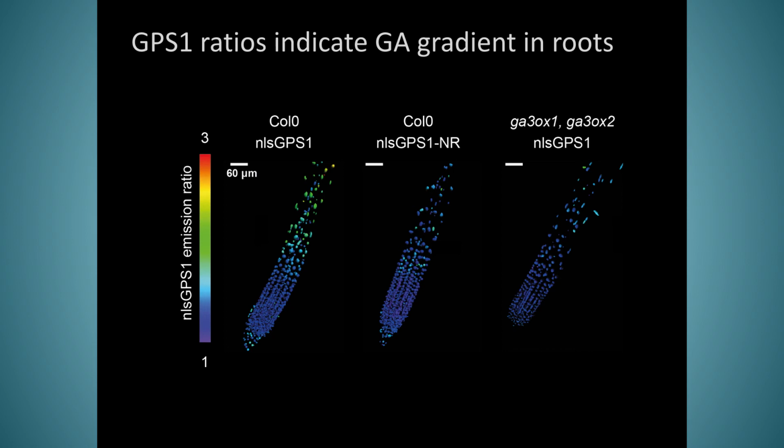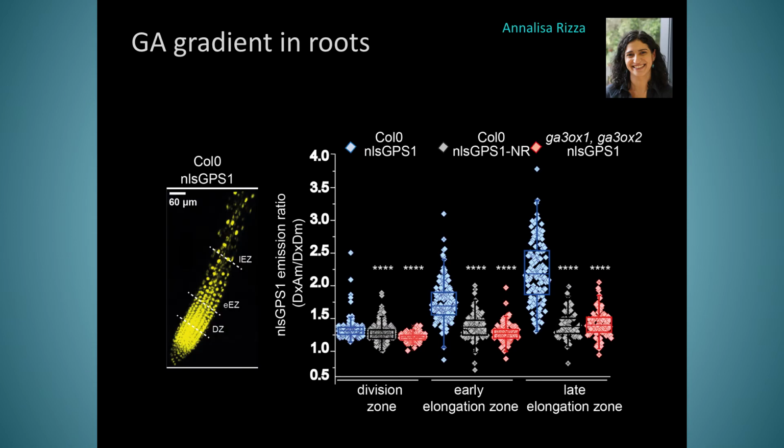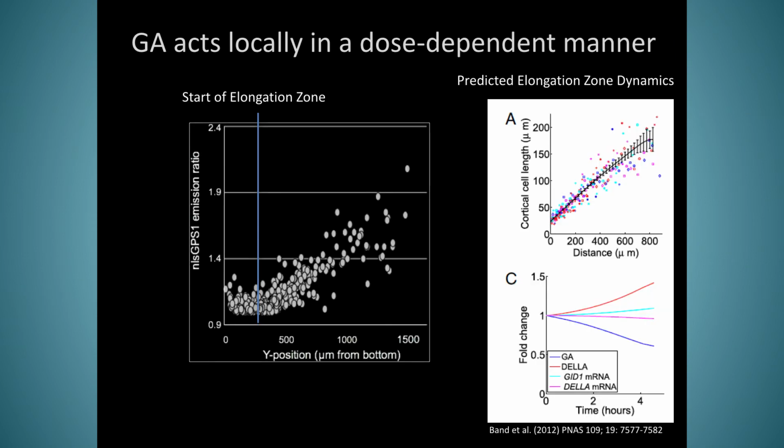We see that this patterning is not recapitulated in the 2 controls. And we can show this graphically, with the same plots, where we progress from the division zone to the early elongation zone to the late elongation zone. And we see an increase in variance and an increase in ratio of wild type with GPS1. And we don't see that same progression for the 2 controls through the elongation zone. And so the question becomes, what is the GA doing?